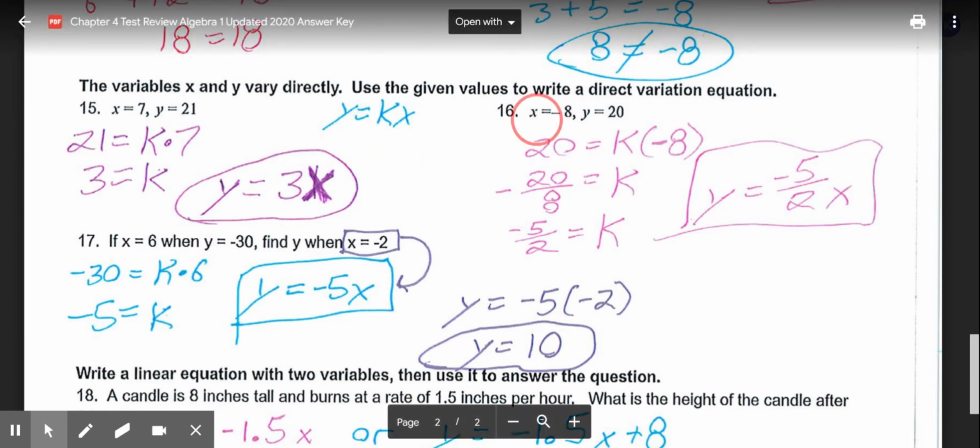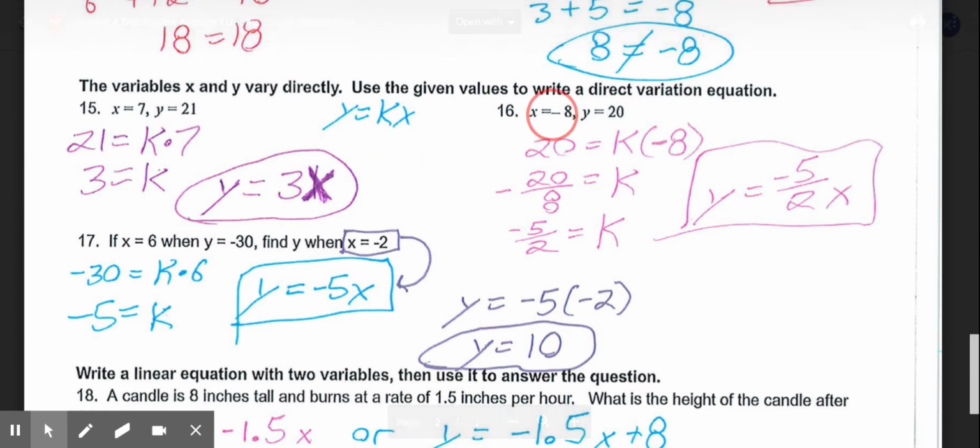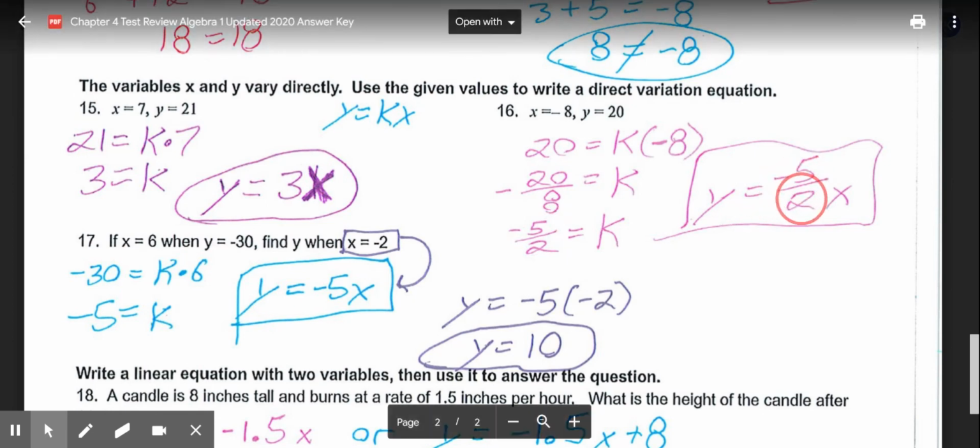For 16, same thing. x is negative 8, y is 20. So 20 equals k times negative 8. Divide by the negative 8. 20 divided by negative 8 simplifies to negative 5/2, or negative 2.5.